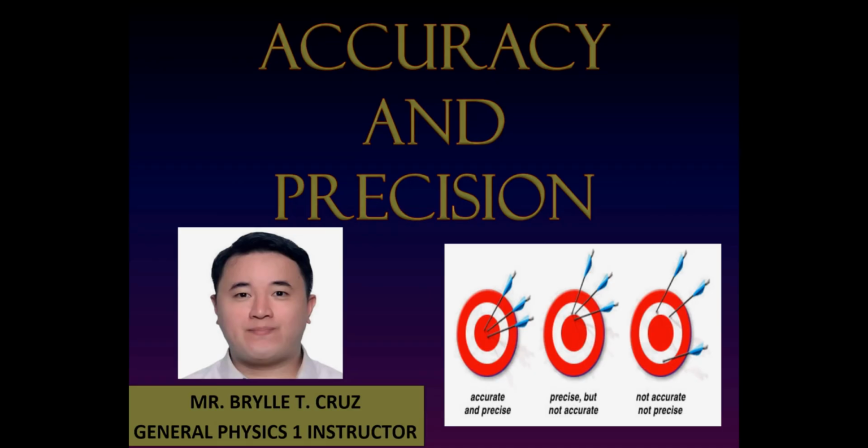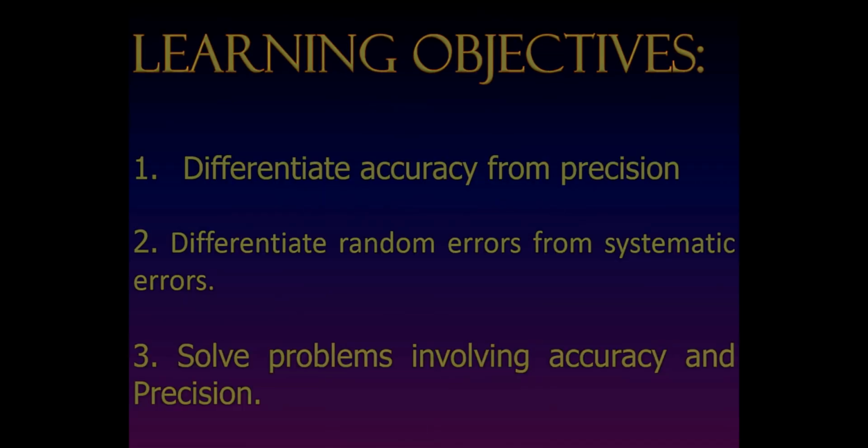For today's lesson, we're going to discuss accuracy and precision. But before anything else, let's have our learning objectives for this morning. First, let's differentiate accuracy from precision. Number two, differentiate random errors from systematic errors. And lastly, solve problems involving accuracy and precision.